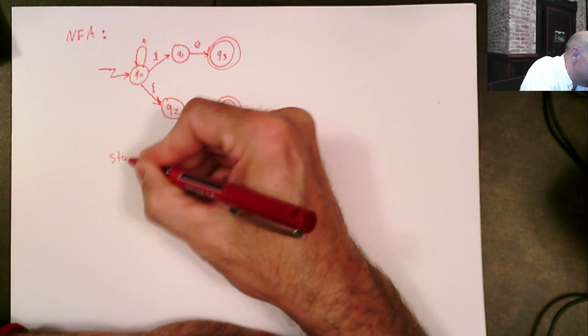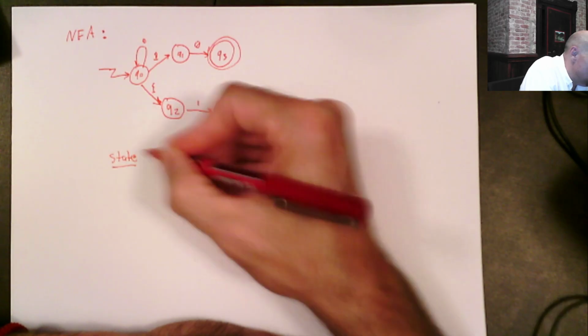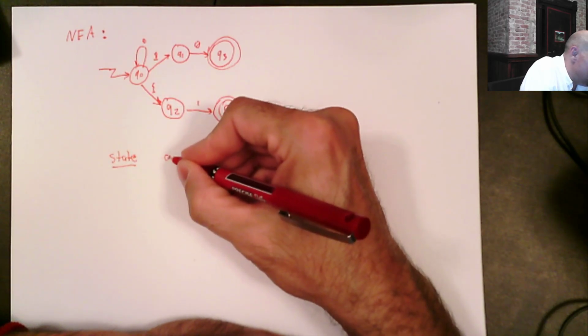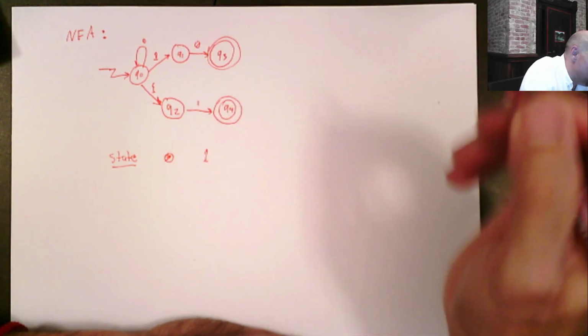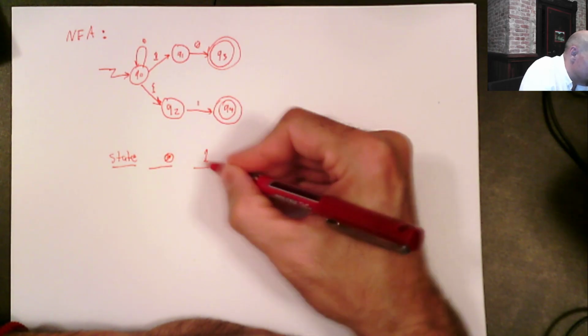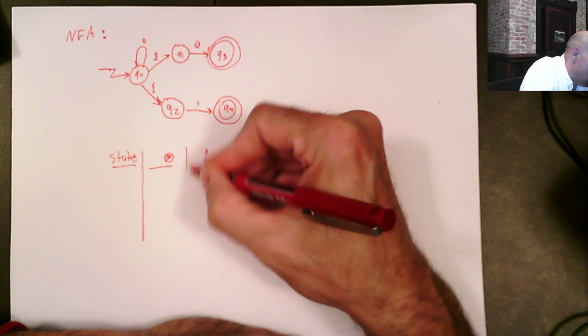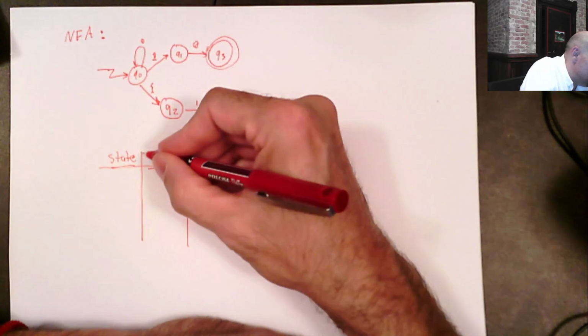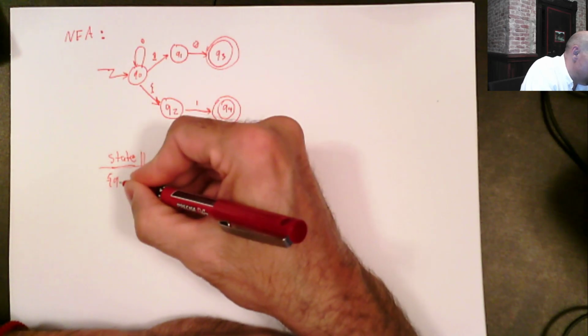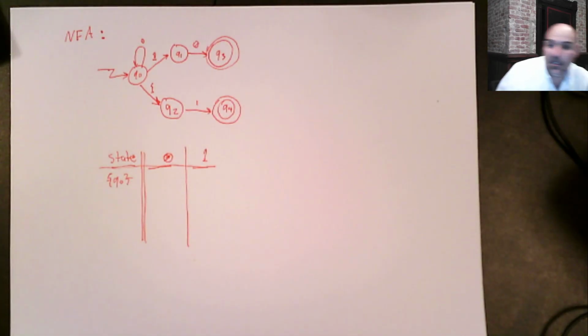So state, and then 0 and 1. That's supposed to be a 0. Looks bad. Here, let me just draw this like that. All right, so there's my table. The start state is Q0, the set containing just Q0.